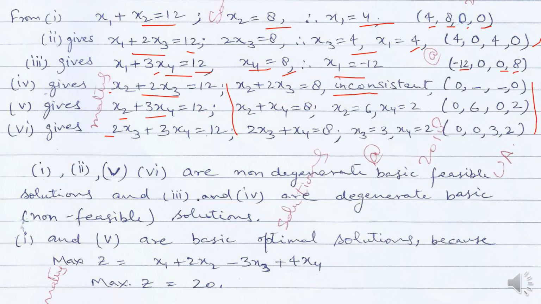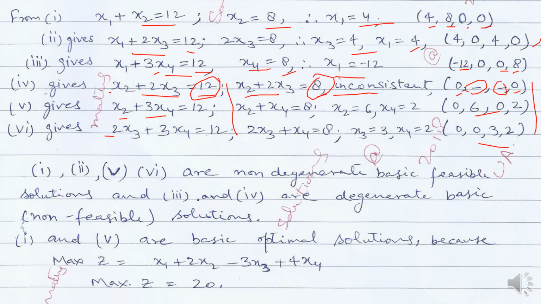Why is it so? Because we see here x2 plus 2x3 is equal to 12, and again the left hand side is the same, x2 plus 2x3 is equal to 8. So the same term on the left hand side is equal to different values on the right hand side, 12 and 8. So these equations are not consistent. Though we have kept the values of x1 and x4 as 0, we are not able to find the values of x2 and x3. In the next ones we got the values 0, 0, 6, 2 and here 0, 0, 3, 2.